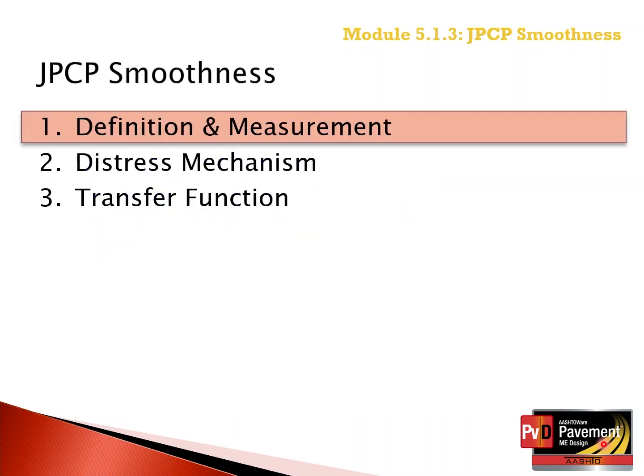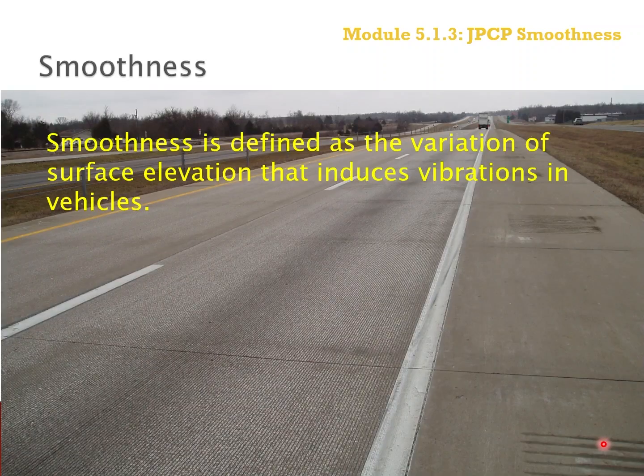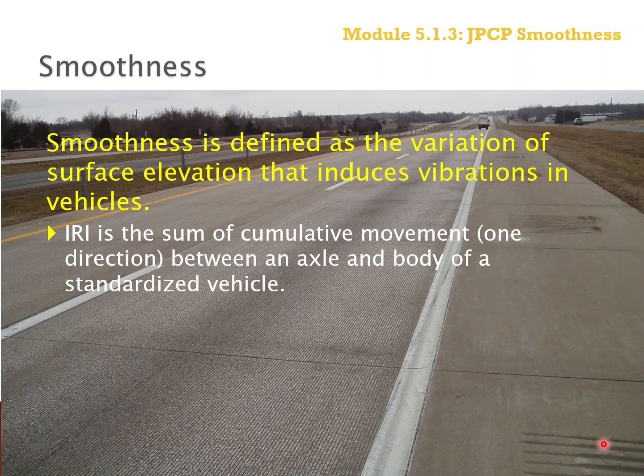Starting with the definition and measurement of smoothness. Smoothness is defined as the variation of surface elevations within the wheel path that induce vibrations in vehicles. Smoothness is quantified by the International Roughness Index, or IRI. IRI is simply the sum of cumulative movements in one direction between an axle and a body of a standardized vehicle.